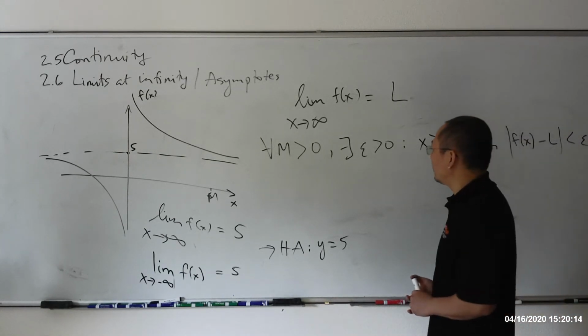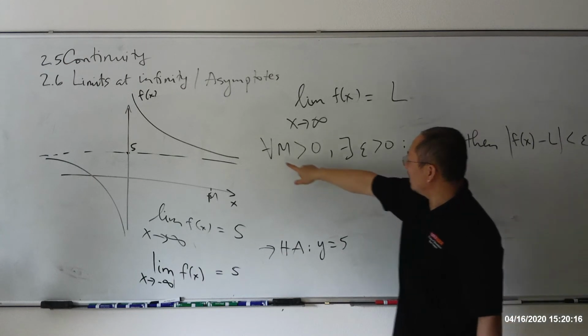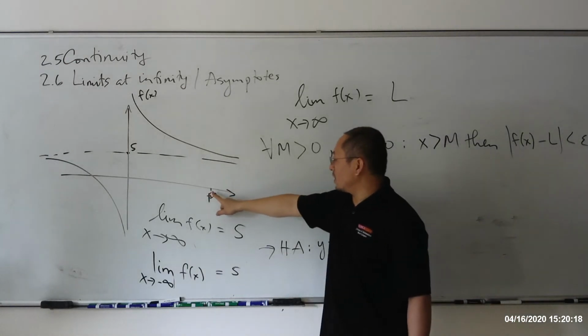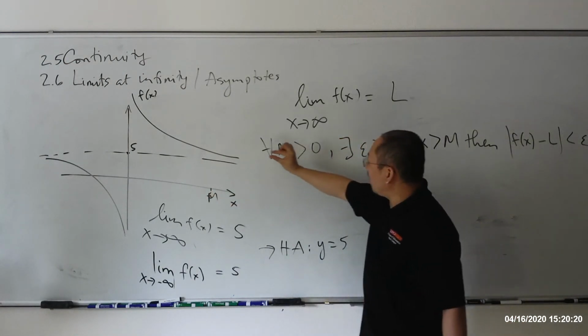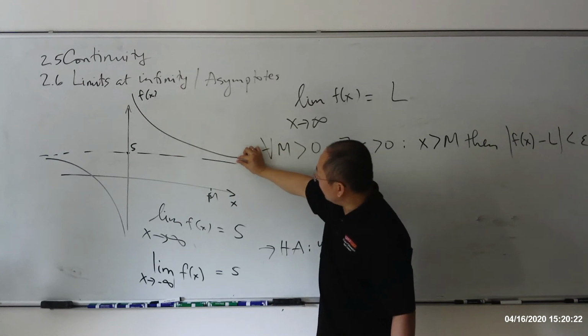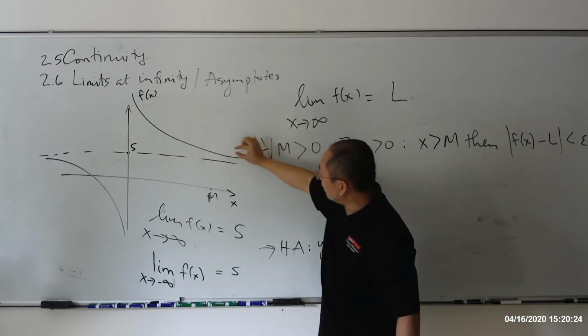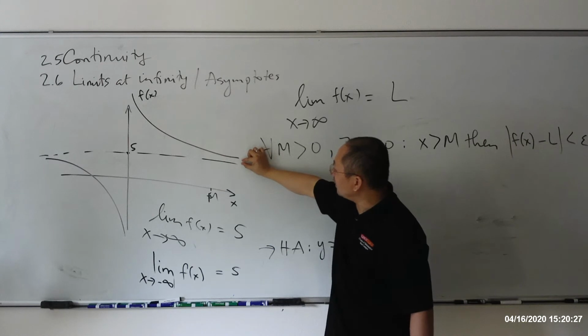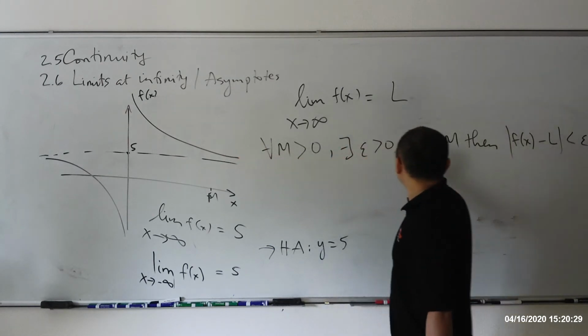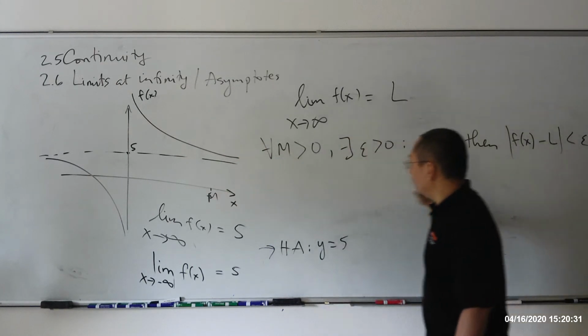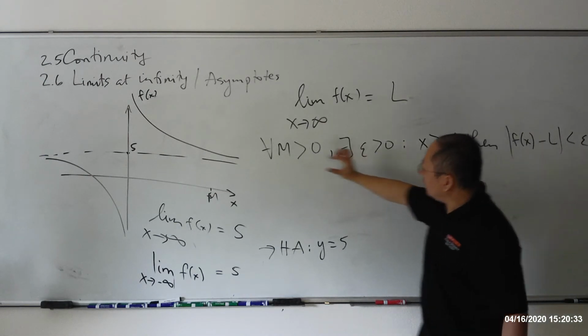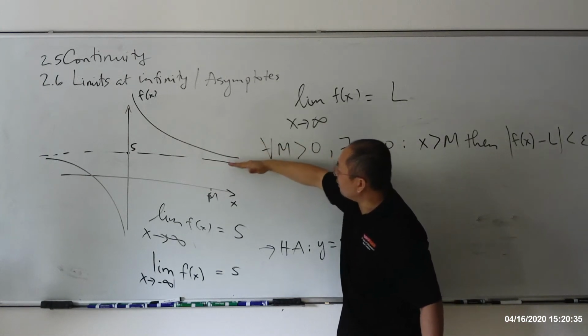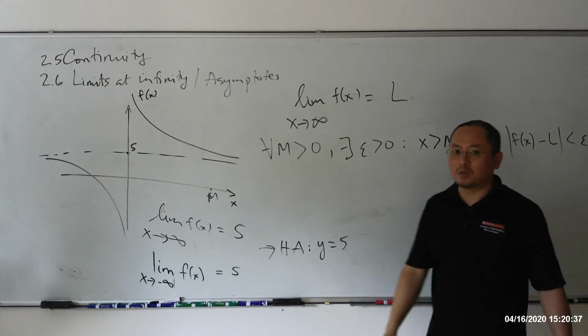Okay, we wrote this already, but let me just explain. This means whenever you choose, no matter how big m is, I can always find the epsilon. The epsilon is the distance between the curve and the line y equal to 5, so I can always find a positive number. There's a gap between those two, such that when x is really far away from the origin, the distance from the function to the line 5 right here is smaller than epsilon. Okay.